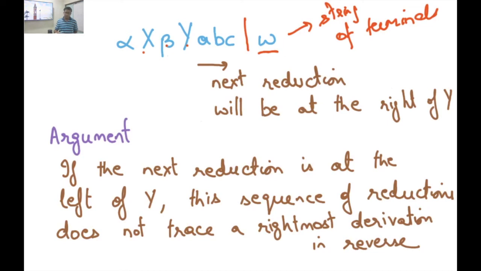Why? Because only then would the reverse of this be a rightmost derivation. Because if the next reduction is to the left of Y, then that basically means, in the reverse direction, I'm deriving something on the left and then something on the right. So let's say the next reduction is reducing beta. Then in the reverse direction, I have first produced beta, and then I'm going to produce from Y, and that won't be a rightmost derivation. So for it to be a rightmost derivation, it must be true that the next reduction is to the right of Y, never to the left of Y. And that's just a property of the rightmost derivation.